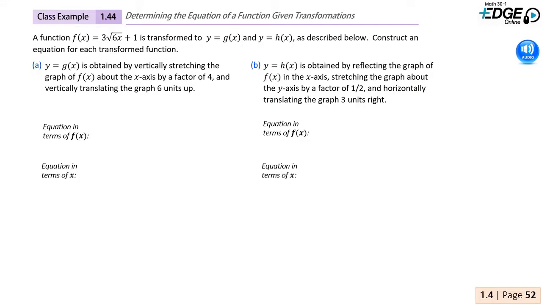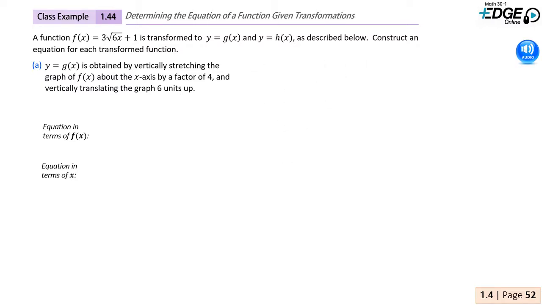Class example 1.44 asks us to determine the equation of a transformed function. This is often rather difficult because it asks us to work with transformations in unconventional orders, which is to say we're transforming an already transformed graph or function that may have been translated and now we're stretching it or reflecting it. But if we take a step-by-step approach and use a graphical confirmation, we should feel quite confident in our answers.